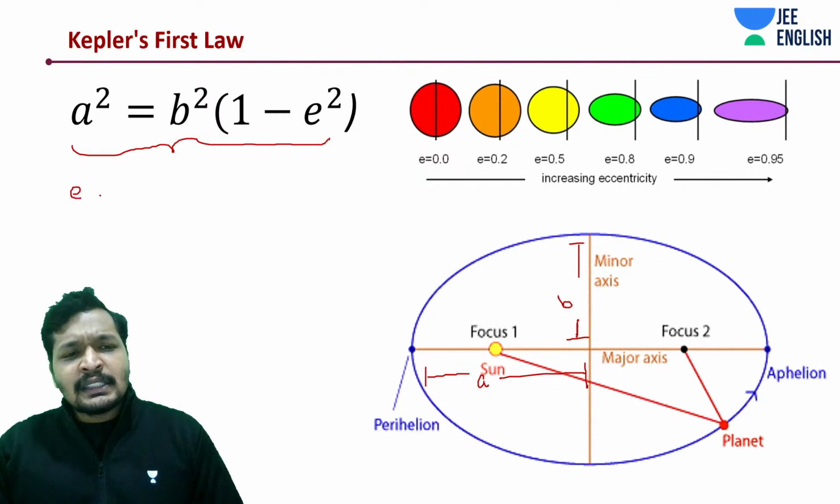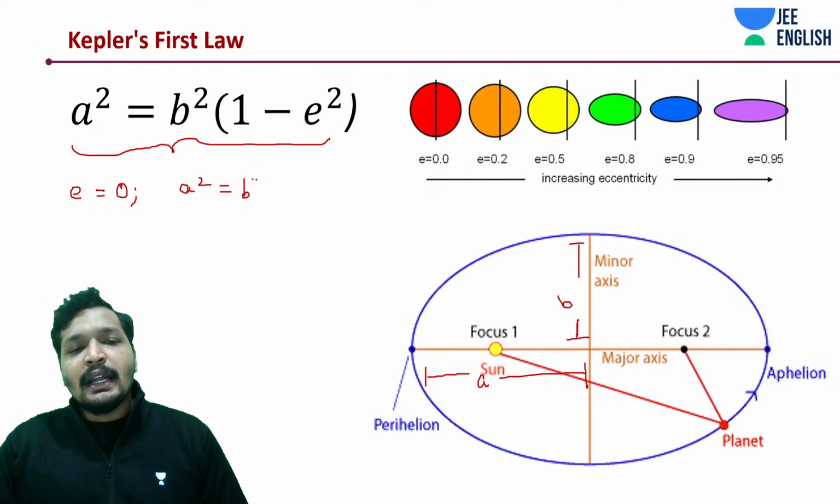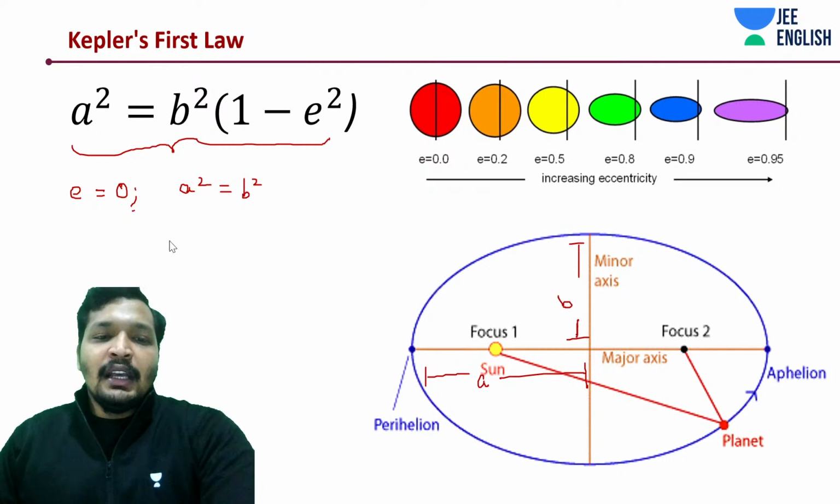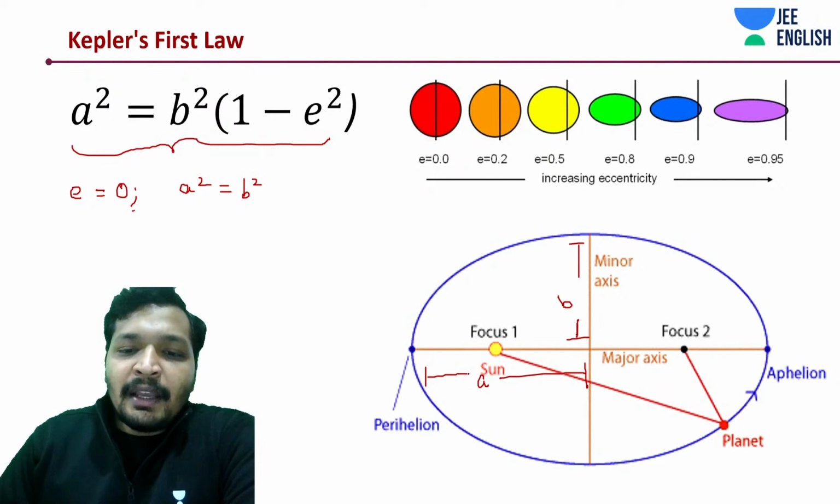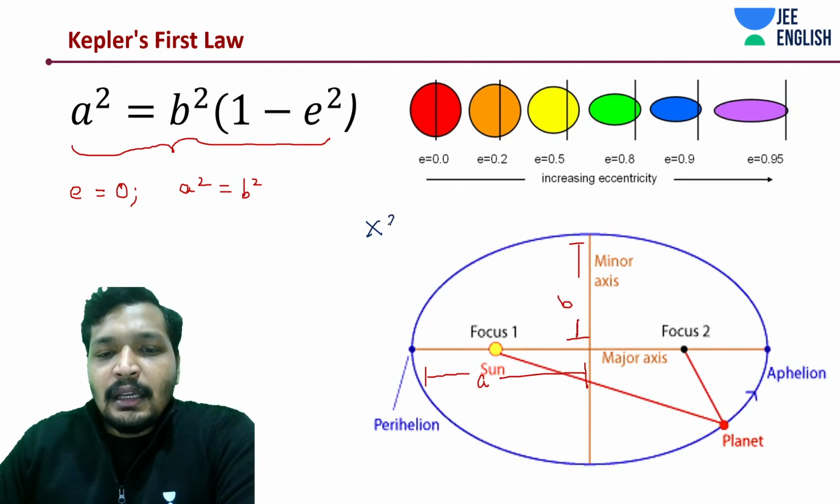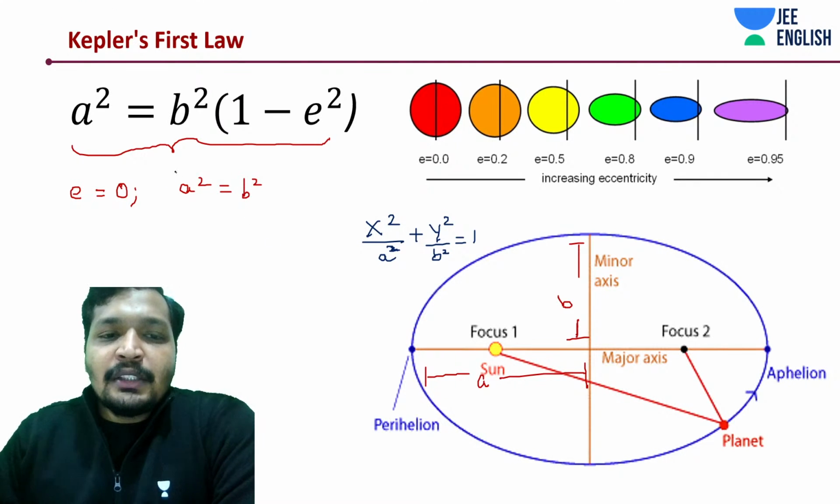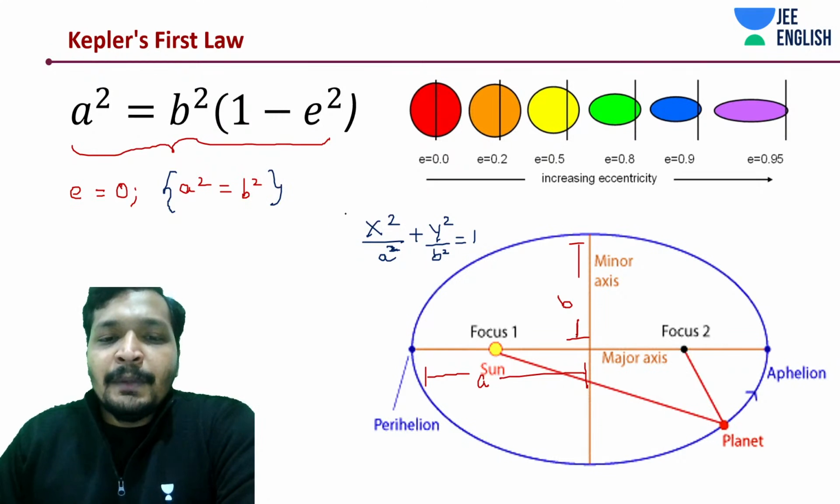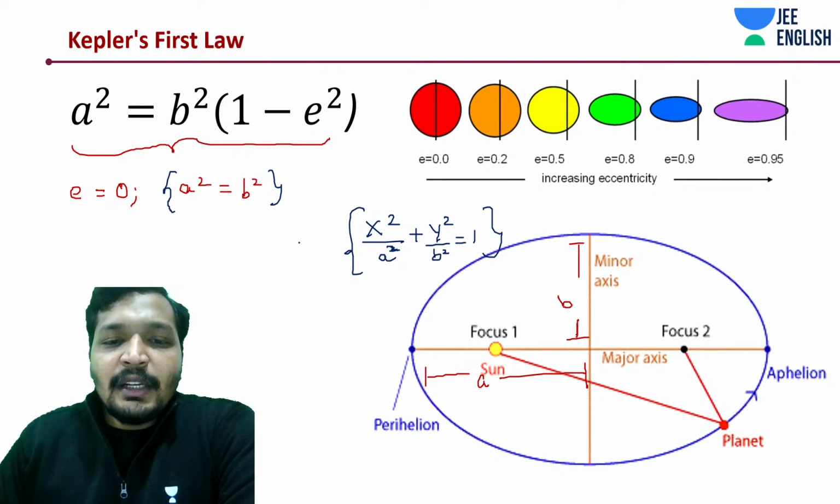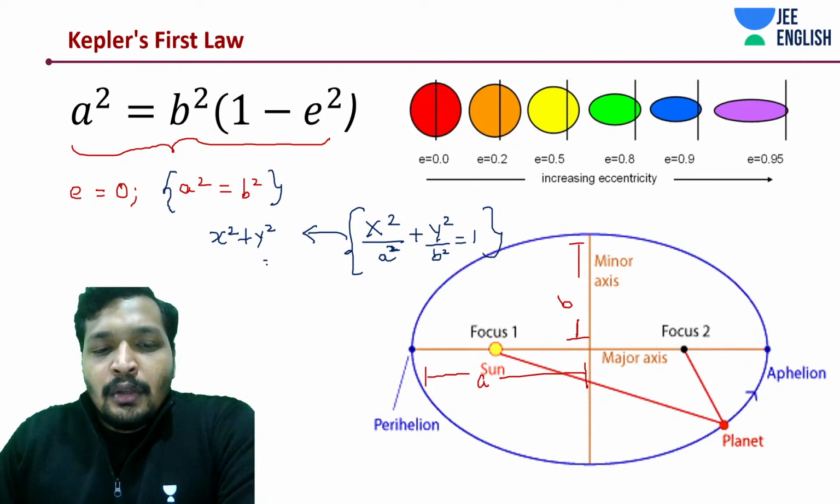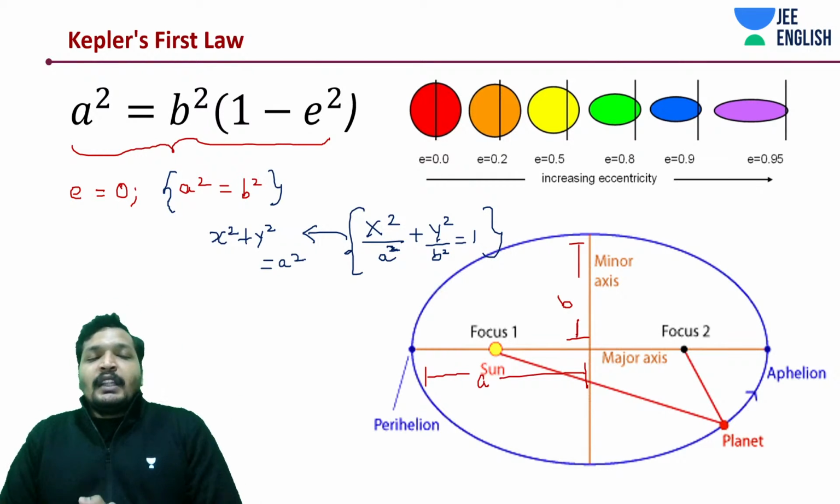For example, in this case, take E equal to 0. What happens? A square is equal to B square, right? And what is the ellipse equation? The ellipse equation is x square by A square plus y square by B square is equal to 1. If A square is equal to B square, you will get the circle equation, won't you? Yes. So it will be x square plus y square is equal to A square.